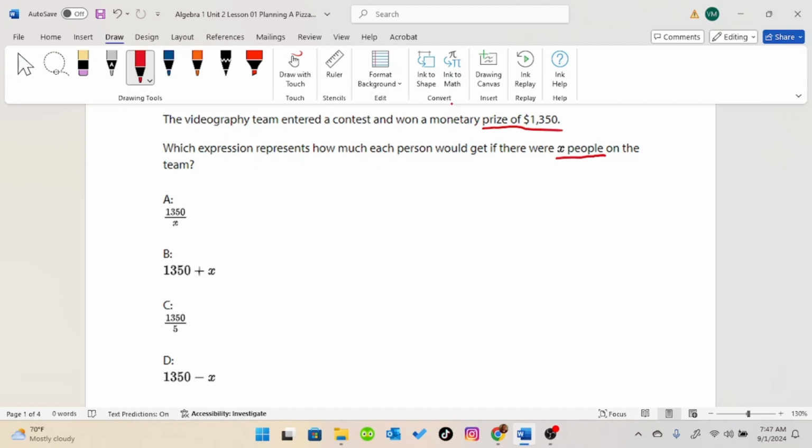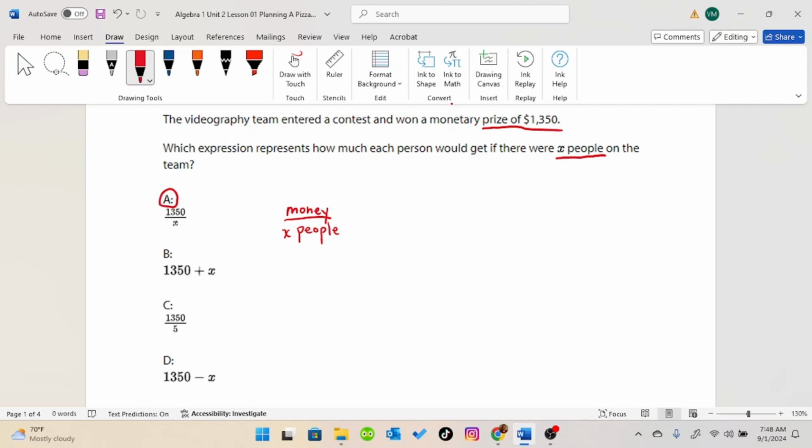Now let's look and see what each of these says. A says we take the money and we divide it by X people. That is how we would figure this out. We would take the prize money, divide it by the number of people, and that would tell us how much money each person would get. So A is the correct answer. But let's take a look at the others just to make sure you understand what they say.